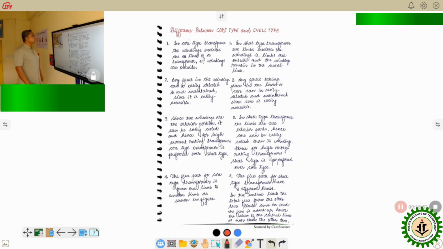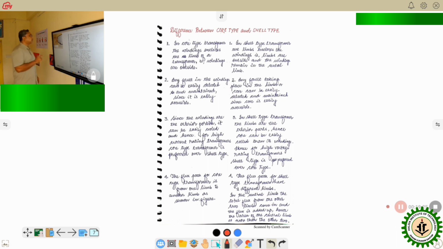So here I have noted some of the major differences between core type and shell type. It is encouraged that you don't write differences like this: that core type has two limbs and shell type has three limbs, then draw a figure of core type and a figure of shell type. Don't write like this. Write these four points. These are the main important points, the basic differences between core type and shell type.